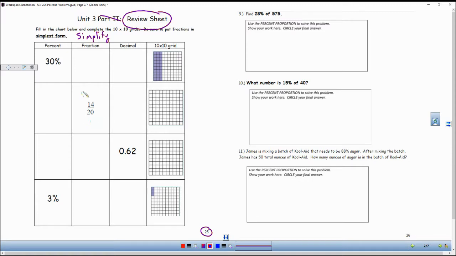Now, with a fraction like this, that 14/20ths, remember, percents are always out of 100, so you might have to change that fraction to make it out of 100. Of course, we have the decimals here, and we have the grid that you can fill in. So this will be the first page of the review sheet.